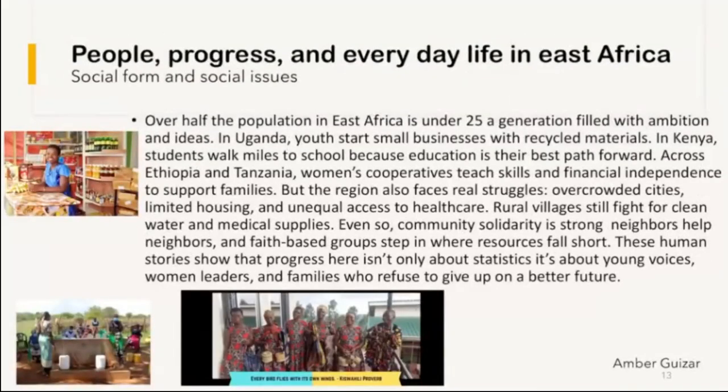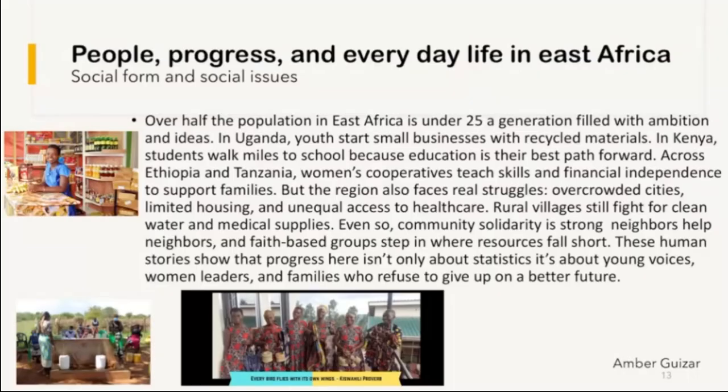For the last slide, we're going to be talking about people, progress, and everyday life in East Africa. So, social form and social issues. Over half of the population in East Africa is under 25, a generation filled with ambition and ideas. In Uganda, youth start small businesses with recycled materials. In Kenya, students walk miles to school because education is their best path forward.